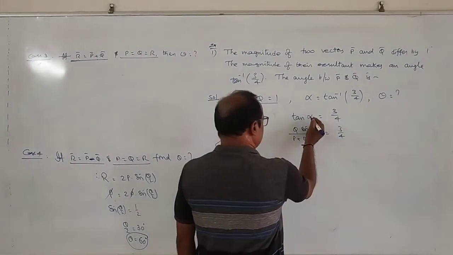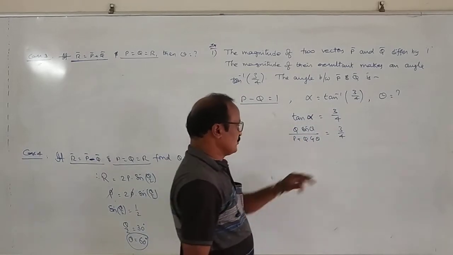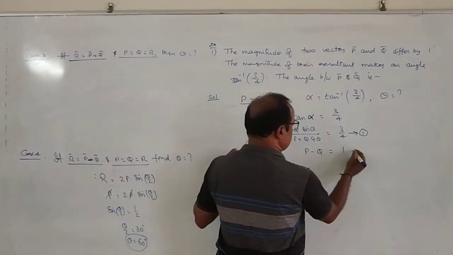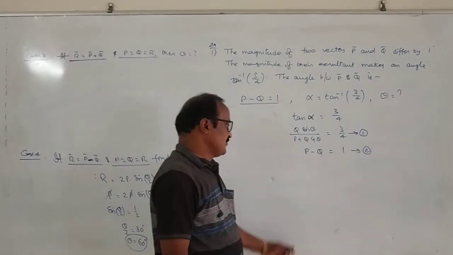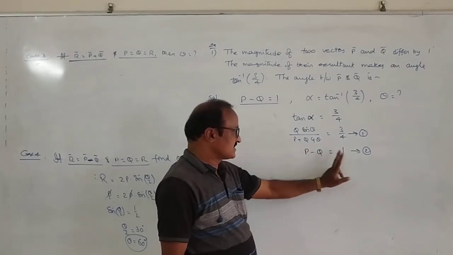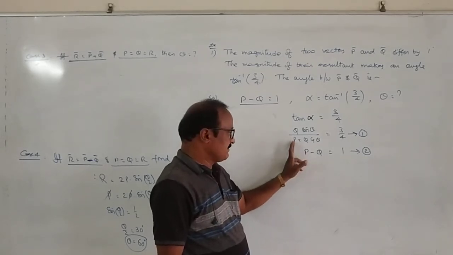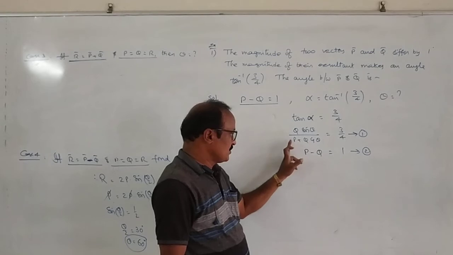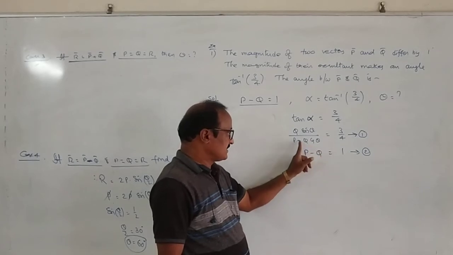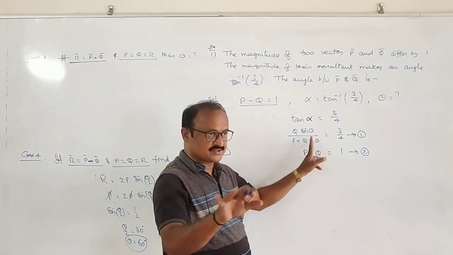Tan alpha is equal to 3 by 4. Tan alpha is replaced by Q sin theta by P plus Q cos theta, equal to 3 by 4. This is equation 1. And it is given P minus Q is equal to 1, equation 2. From the second equation, P is equal to 1 plus Q. Replacing P by 1 plus Q, we get Q sin theta by 1 plus Q plus Q cos theta. Here Q is common, giving 1 plus cos theta, which is replaced by 2 cos square theta by 2.